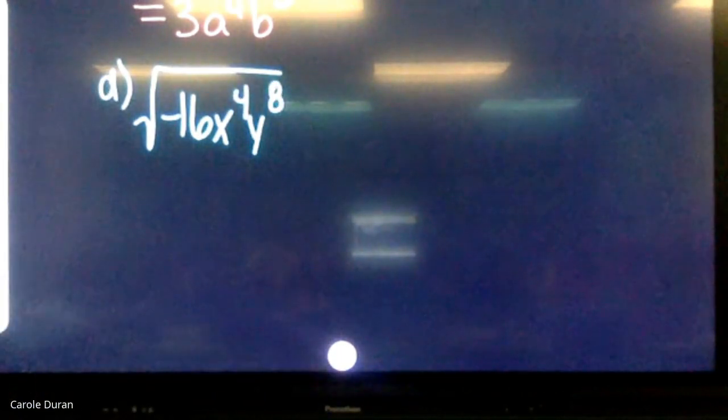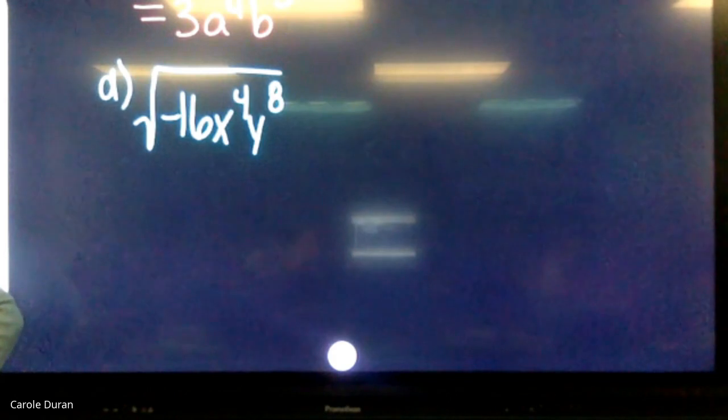So now for example D, I have the square root of negative 16 x to the 4th y to the 8th. Okay, I understand the question. Wouldn't there be a plus or minus up front? Not necessarily. If there isn't one, we automatically assume we just want the positive answer. Remember, that was one of our rules. That was a great question. Absolutely.